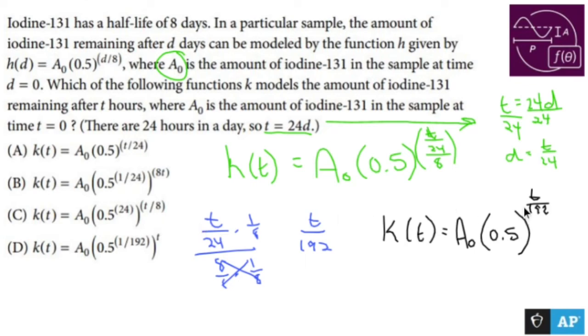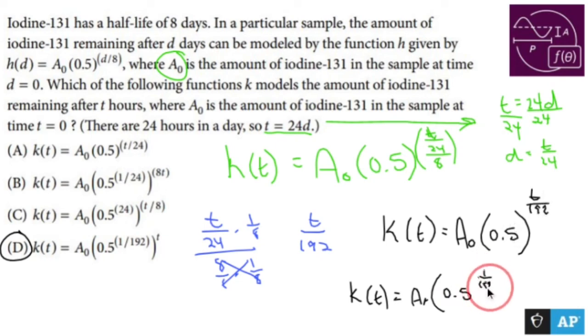Now, the only one that's going to match up is D. And here's why. If I wanted to, for some crazy reason, I can write k of t out as a sub 0. That doesn't change. They kind of want me to throw it into a parentheses, 0.5. And what I can do is extract 1 over 192, like so, and then keep t on the outside.